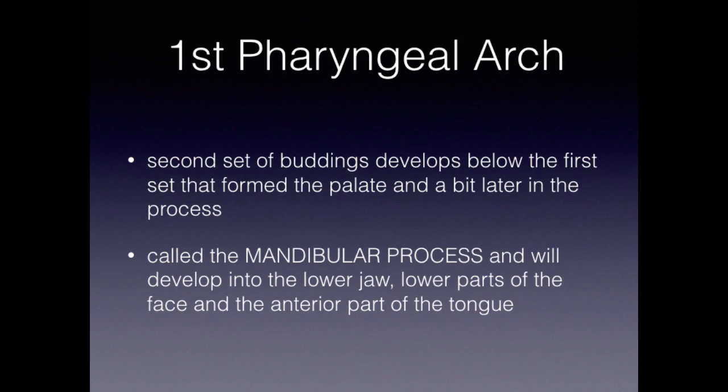bit later we will start to see the development of these buddings, further buddings off of the mandibular arch called the mandibular process. And this is going to eventually form into the lower jaw, the lower parts of the face, and the anterior part of the tongue.